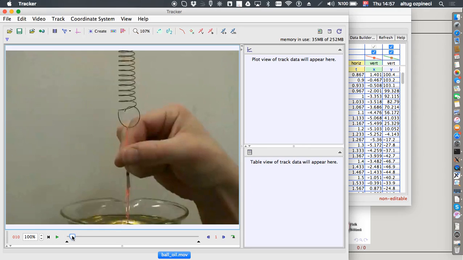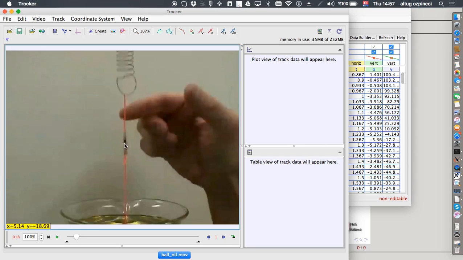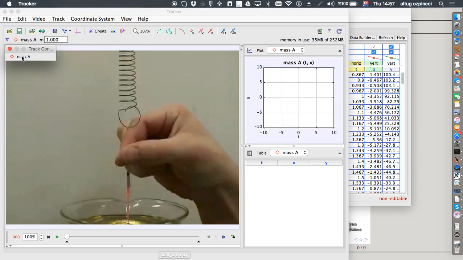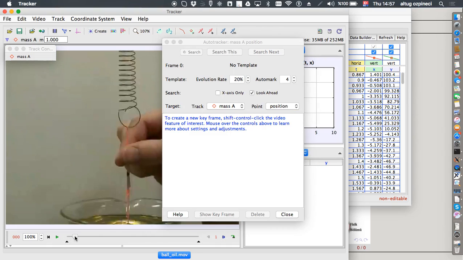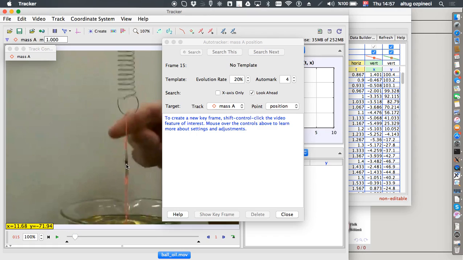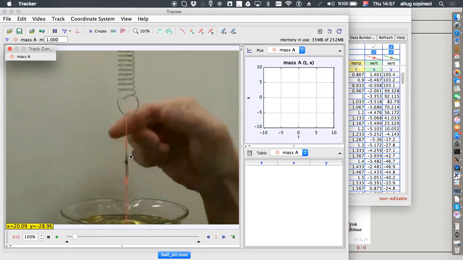Now let us follow the motion. Okay, we can follow this red dot, the black dot. Okay, this is the black dot that we will be following.